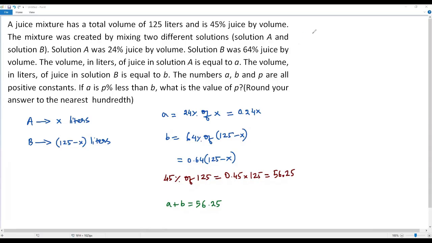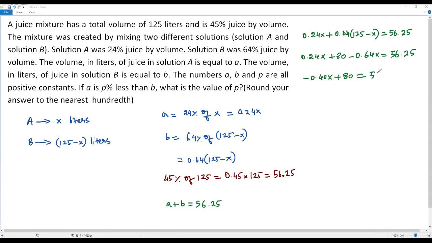Then we have 0.24x, a positive 0.64 times 125 negative x equals 56.25. Now we have to solve for x in this equation. Let me do it. We can distribute the 0.64 to this one and this one. Then I'm getting a positive 80 negative 0.64x equals 56.25. Now let's combine this positive 0.24x and negative 0.64x, and I'm getting negative 0.40x positive 80 equals 56.25.